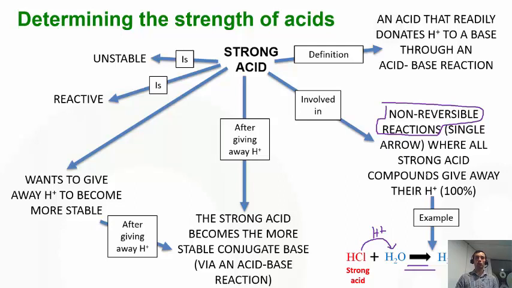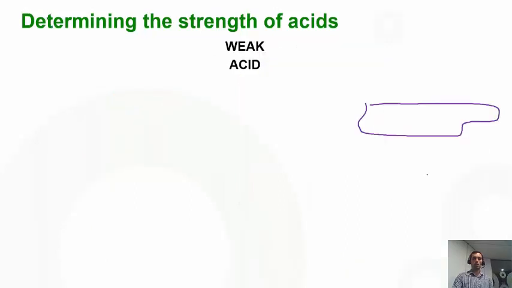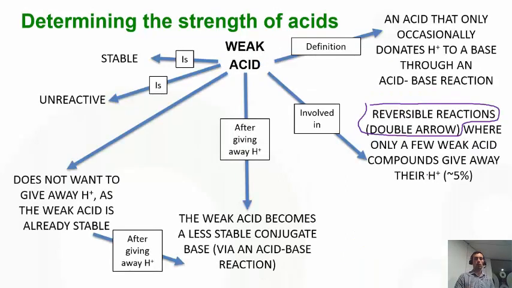So they were really good at giving away H+. Compare this to the weak acid, only 5% of the time does the weak acid give away its H+. So in that way, you can think of the weak acid as being not very good at being an acid. It would rather hang on to the H+.